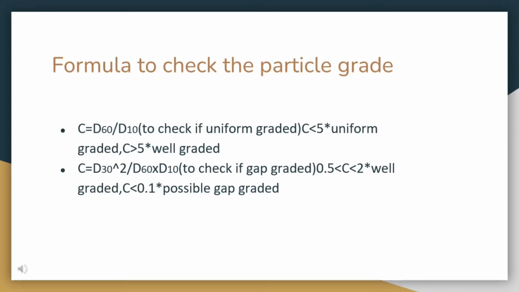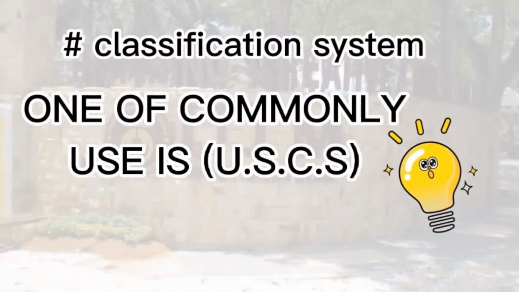To check if it is uniformly graded or not we use Cu equals D60 over D10, and to check if the soil is gap graded we use Cc equals D30 squared over D60 times D10. Remember, for Cu, if it is below 5 it is uniform, but 5 and above is well graded. For Cc, if below 0.1 it is possibly gap graded, and well graded if between 0.5 and 2.